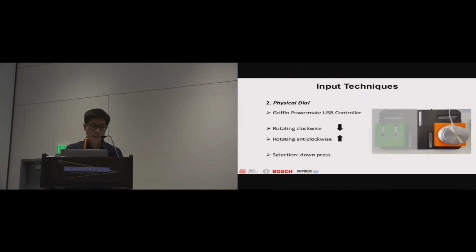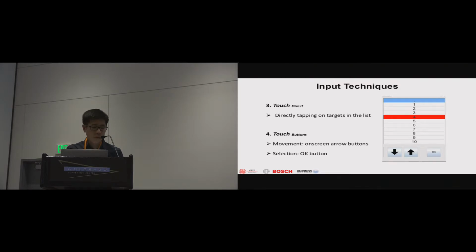The second input technique we tested was a physical dial. For this, we just used an off-the-shelf USB controller. Rotating clockwise moves the on-screen cursor down, anti-clockwise up. There's been lots of debate about which way is which, but we just looked at the systems in the BMW and Mercedes and followed those. To select the target, we asked the participants just to press down on the dial.